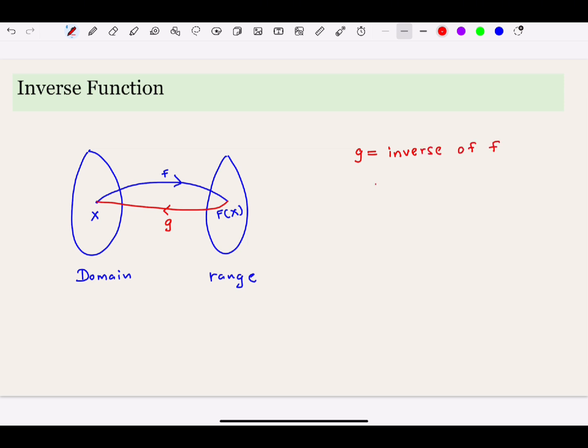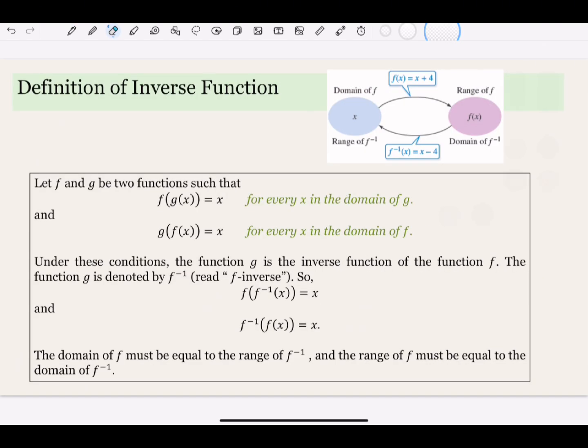And we use the notation f superscript -1 to represent inverse. In other words, f inverse takes the output of f and brings us back the original input. So this is the idea behind inverse function. Now, this is the formal definition of inverse function.